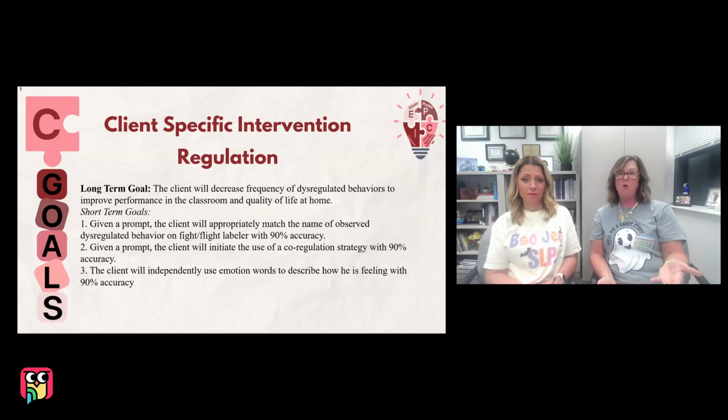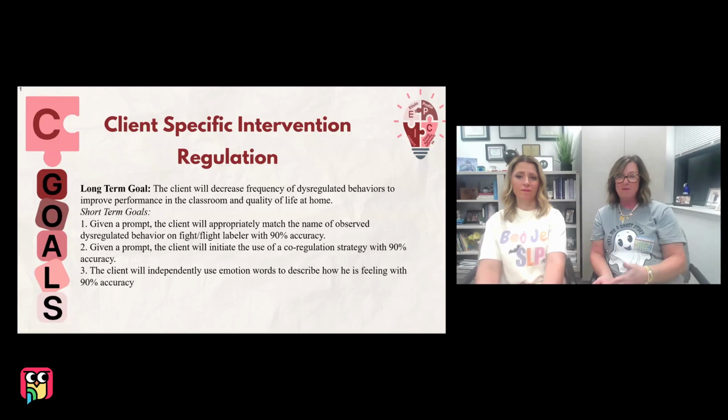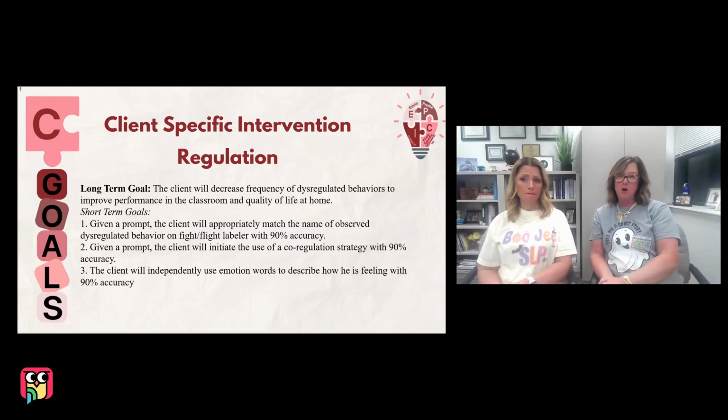We have a long-term goal of just decreasing the frequency of dysregulated behaviors so that he can have a functional outcome of being more successful in the classroom as well as having better quality of life at home and with peers. Because right now there's a lot of stress and a lot of tension on the family dynamic. And so it's really important that we work on decreasing these dysregulated behaviors. And how do we do that? One of our goals is given a prompt, he's going to match the name of the observed dysregulated behavior on a fight or flight kind of label with 90% accuracy.